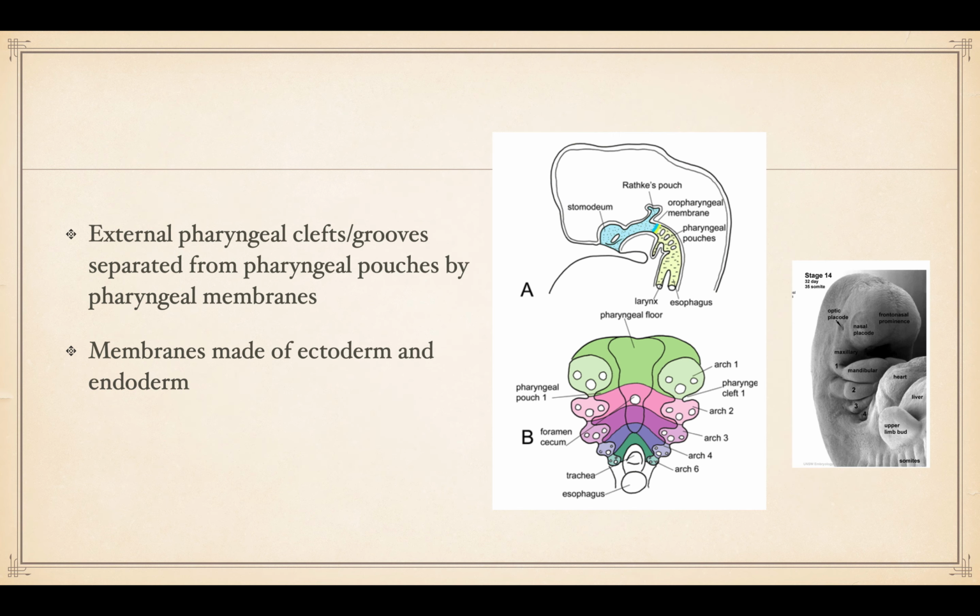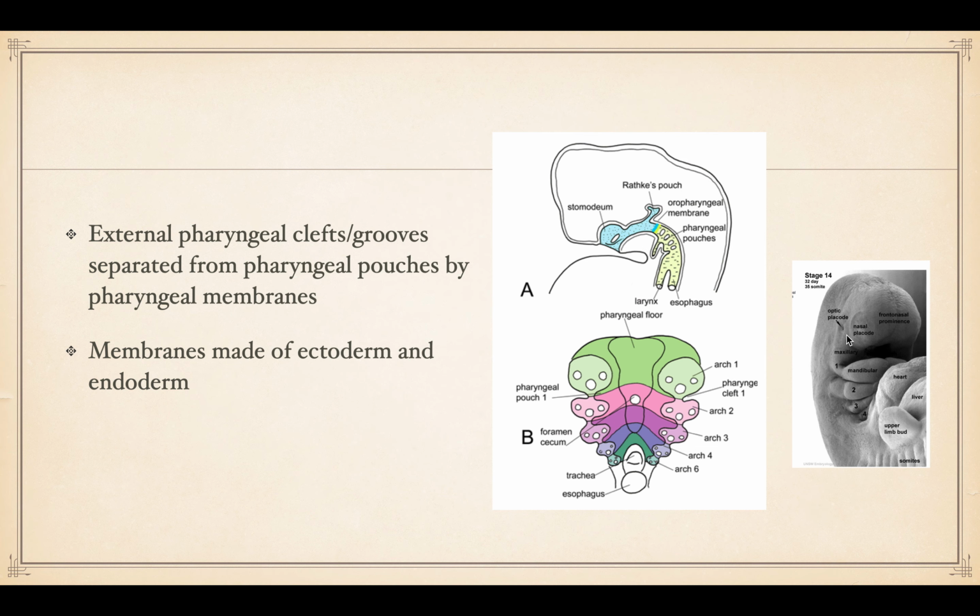Okay, so the external pharyngeal clefts or grooves are separated from the pharyngeal pouches by a membrane, and those membranes are important for segmentation later on. The membranes are made of ectoderm and endoderm. Here's the stomodeum, and on the outside are our arches, and the pouches are forming. The oropharyngeal membrane is right here. Eventually it will break down, and through apoptosis the mouth will be formed.